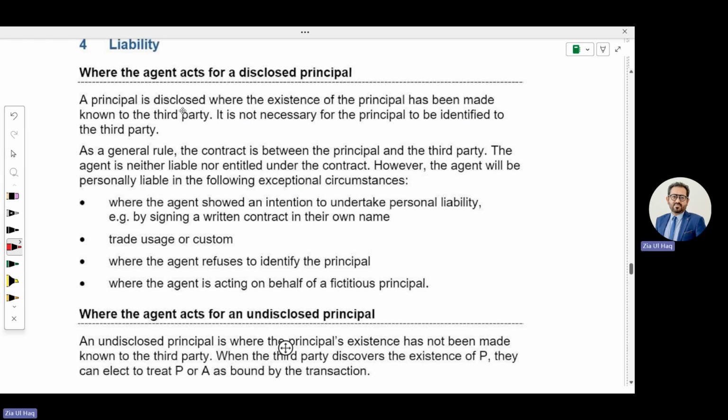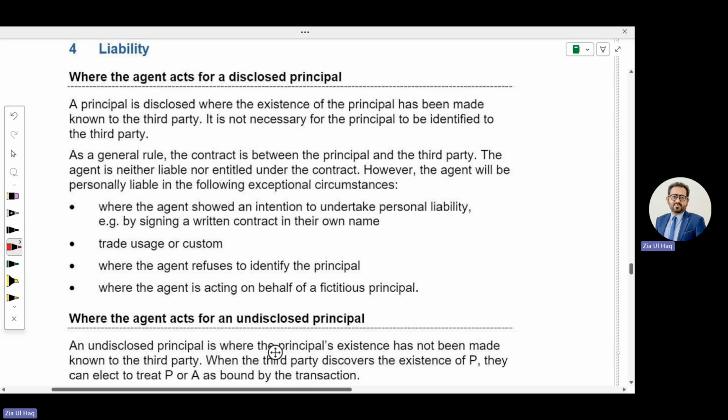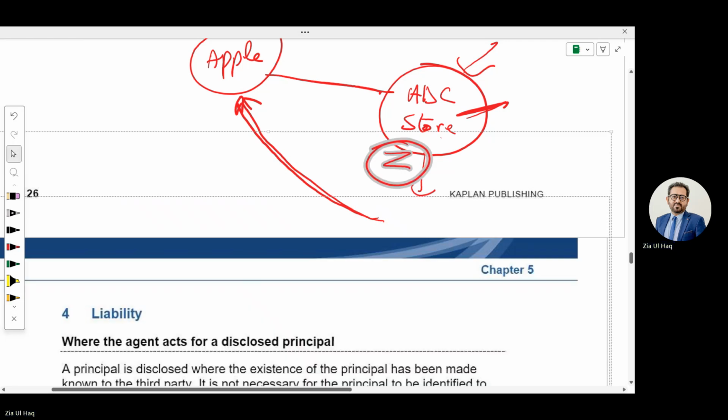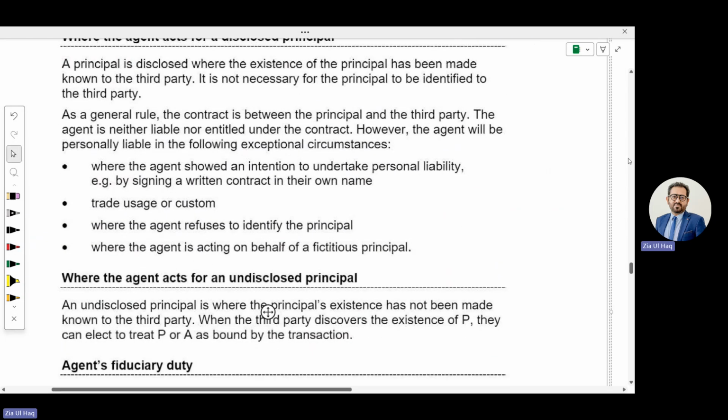A principal is disclosed where the existence of the principal has been made known to the third party. It is not necessary for the principal to be identified to the third party. As a general rule, the contract is between the principal and the third party. The agent is neither liable nor entitled under the contract. However, the agent will be personally liable in the following exceptional circumstances. So when will the agent be liable?